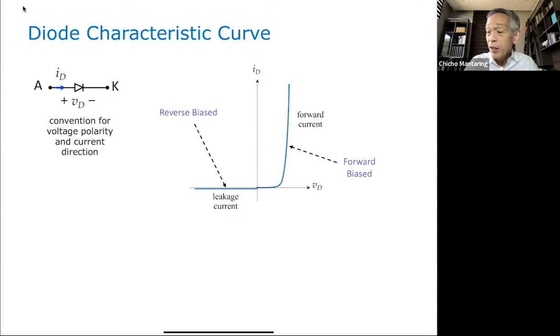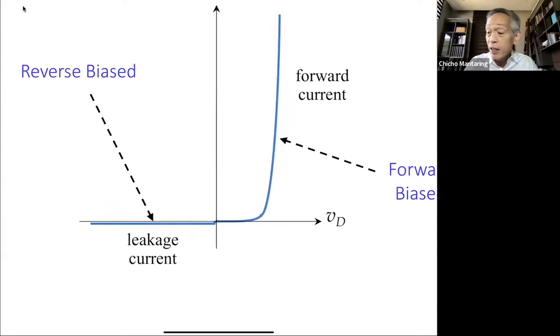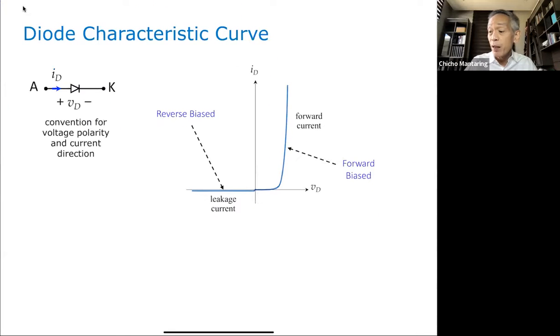So this graph is not actually drawn to scale. The leakage current here is actually exaggerated. So I showed it not exactly at the horizontal axis, just to show you that there is that small amount of current, but that's actually exaggerated. If you take a look at the actual characteristic curve drawn to scale, this line is practically flat all the way. So those are your diode characteristic curves.